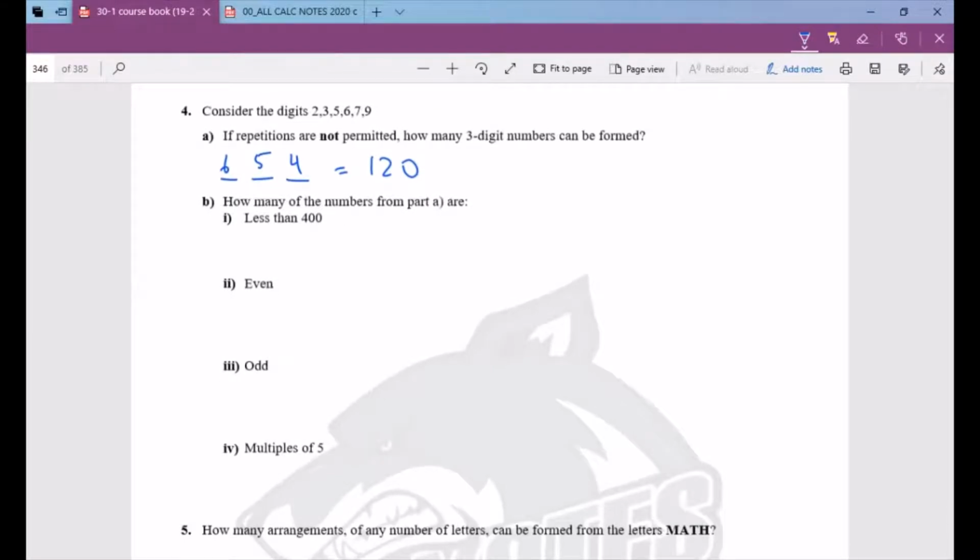But this gets, of course, in part B, a little more complex. So how many of the numbers in part A are less than 400? So how many of those 3-digit numbers are less than 400? This is not the number 654. Those are numbers of choices. So we could have had the number 562. We could have had the number 736. We can make all kinds of different numbers from those 6 digits. How many of these are less than 400? That's what part I is getting at.